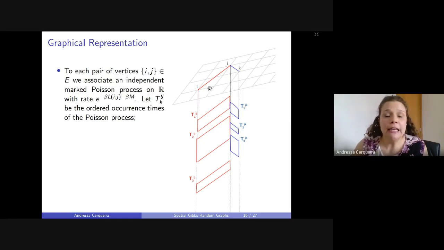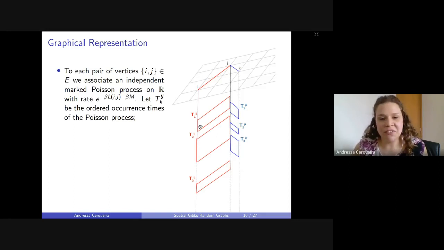What I'm going to do is define an independent Poisson process for each possible edge in the graph, actually for each pair of vertices, with the rate that I defined before. It's the rate at which this edge will try to be born in the graph. I will call these times t. So for this edge i, j, t1 ij was the first time that this edge tried to be born. Here was the second time, here the third time. It's the same thing for jk. T1 jk is the first time it tried to be born, and so on.